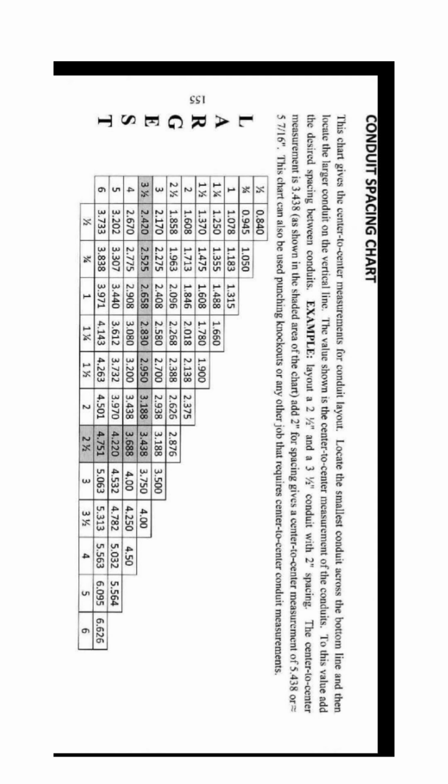Example. Lay out a 2.5 and a 3.5 conduit with 2 inches spacing. The center-to-center measurement is 3.438, as shown in the shaded area of the chart. Add 2 inches for spacing, which gives a center-to-center measurement of 5.438, or 5 7/16. This chart can also be used for punching knockouts or any other job that requires center-to-center conduit measurements.